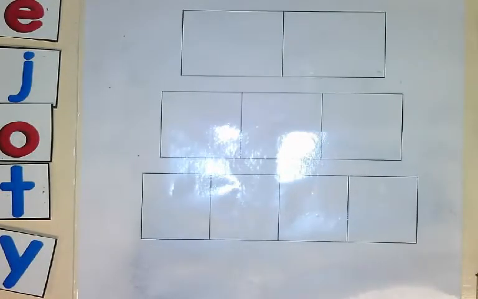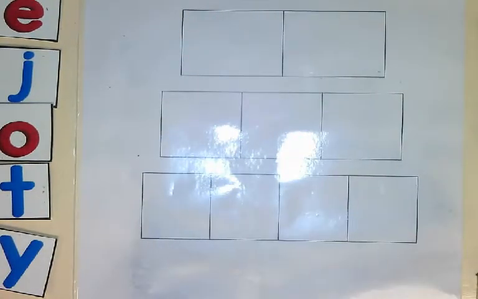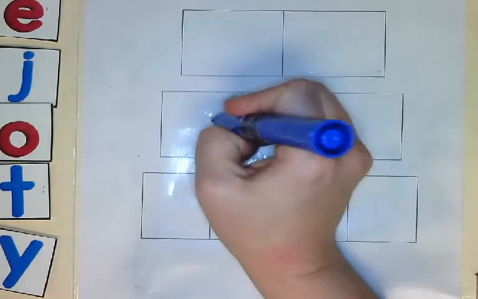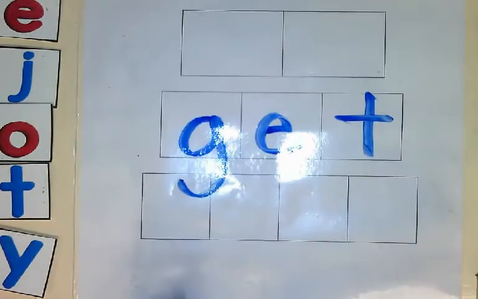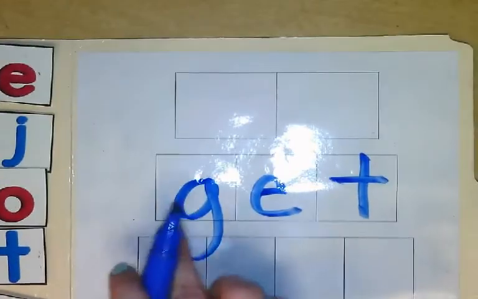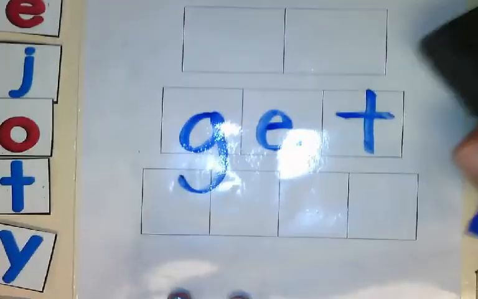All right. We are going to write another word that we have already learned. This word's going to come up here. And the three sound boxes because it has three letters. Do you remember how to write the word get? Get. Write it. And check it with mine. Get. G-E-T. Get. Good. Okay.